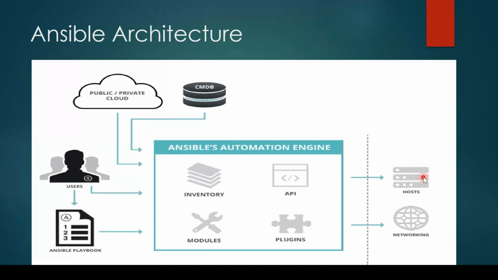Next, you can use these things for servers, networking, and other devices as well. If you are going to automate networking devices, you can use a networking inventory. You can use Ansible modules, you can use API, and you can use plugins to create the playbook, and then you can control the devices.